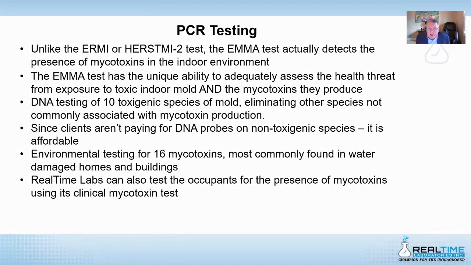So unlike the ERMI or the HERTSMI-2, the EMA actually detects the presence of mycotoxins, quantifies it by parts per billion, and it breaks down, and we'll show you on the next slide, the actual Aspergillus species, which toxins are associated with it. Very, very easy for a homeowner to do. In fact, I know that the lab actually sends a lot of tests out directly. A client can actually order this test, do it themselves, and understand what their toxic load is inside of a structure, and then call in an IEP to help find out the why. That happens quite a bit.